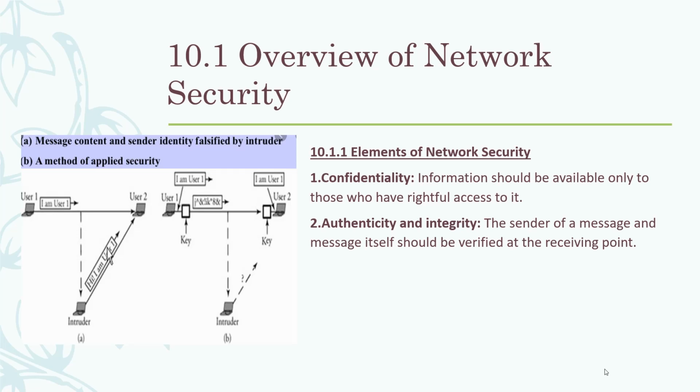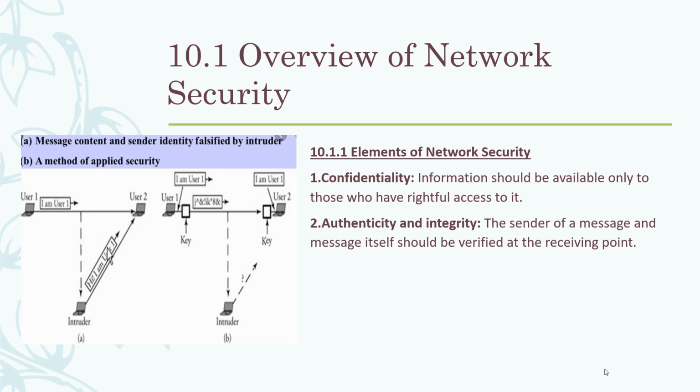Elements of network security. The two important elements are confidentiality, that is, information should be available only to those who have rightful access to it, and authenticity and integrity, that means the sender of a message and the message itself should be verified at the receiving end.